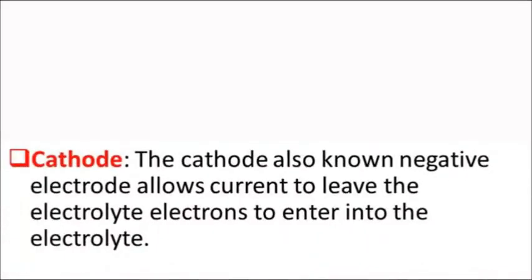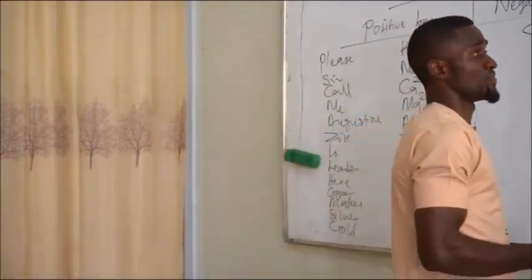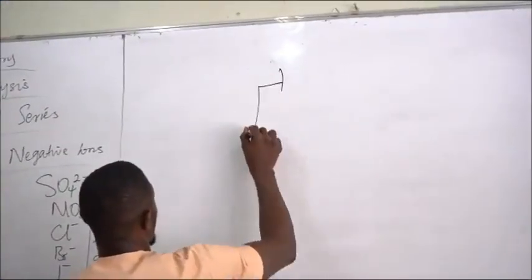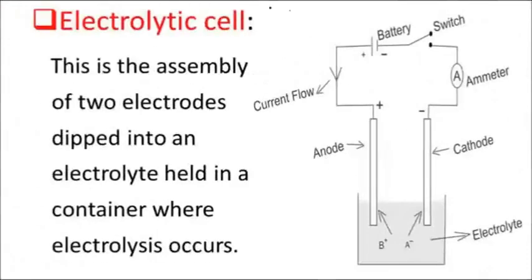The cathode, or otherwise called the negative electrode, allows electrons to go into the electrolyte, or current to leave the electrolyte. Then we have the electrolytic cell. We look at the diagram of the electrolytic cell.